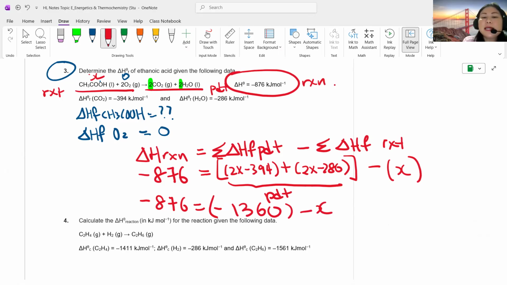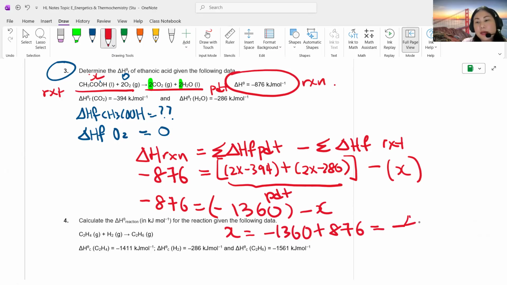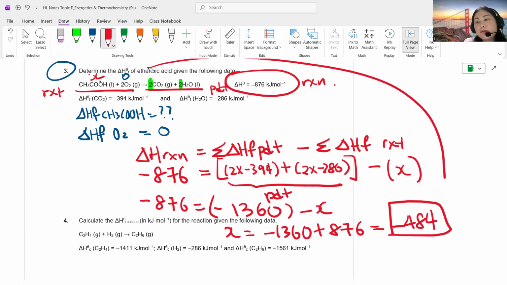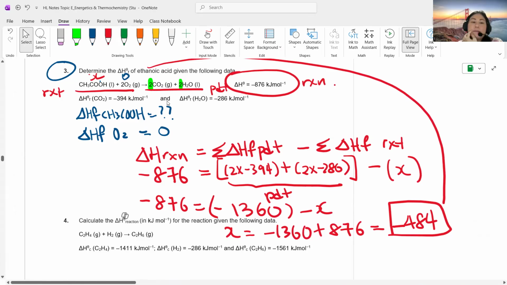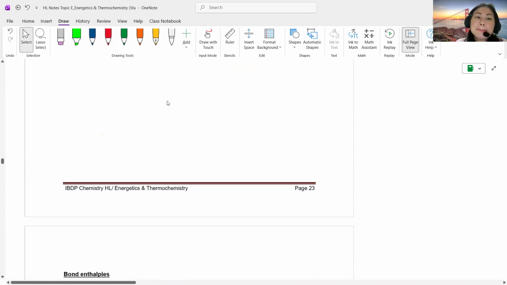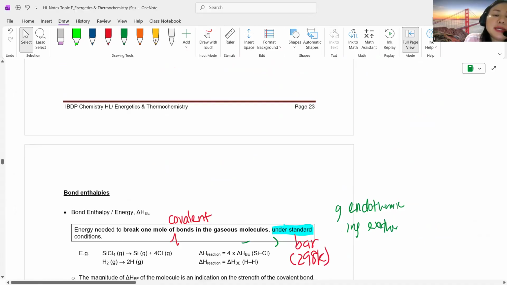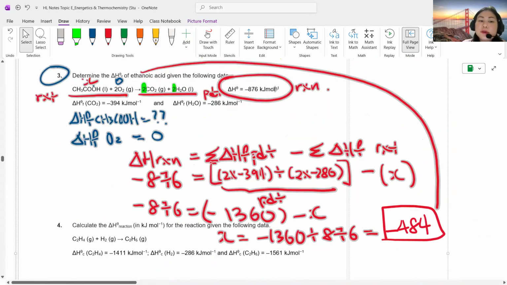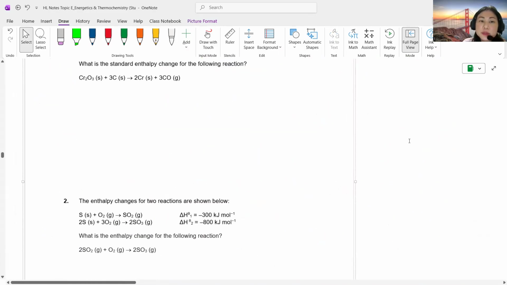If I bring X to one side, X will equal minus 1360 plus 876. I get minus 484. So the enthalpy change of formation of ethanoic acid in the question at the top is minus 484. All right, that is if you are using formation data. Now, next, we are going to look at using other data. Remember, we have done the method using formation data. So let's see what else we can use.